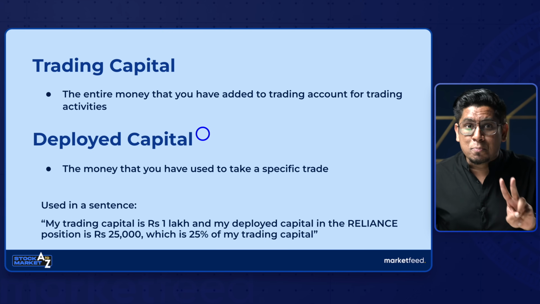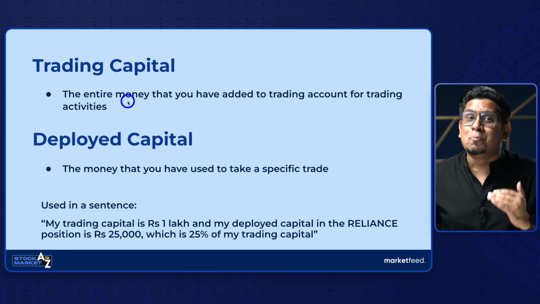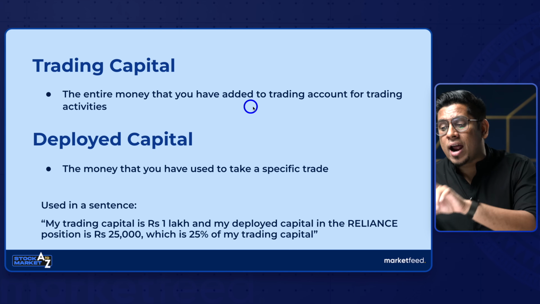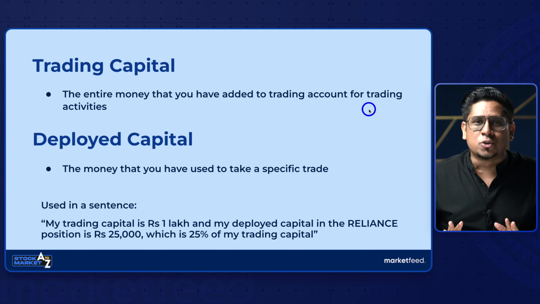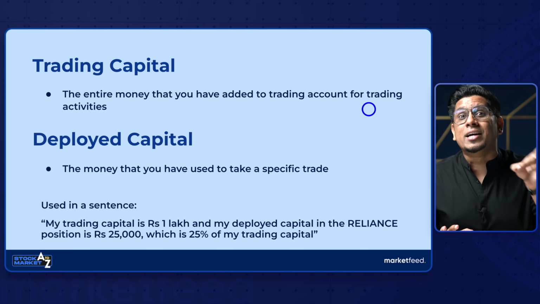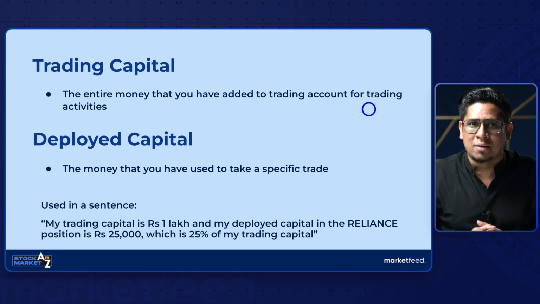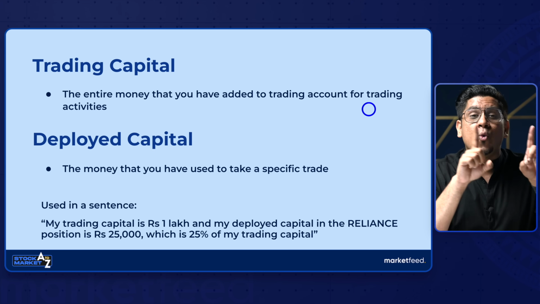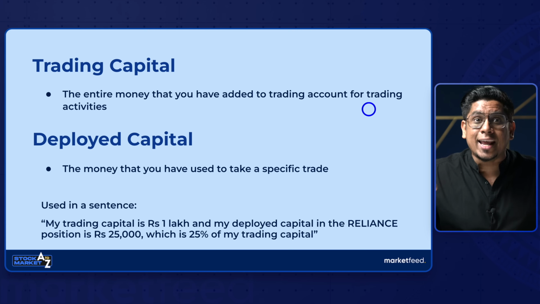Moving ahead, two important terms you as a trader should know are trading capital and deployed capital. Trading capital is the entire money that you have added to your trading account for trading activities. Say you have come to learn about the stock market. You learned that you should have a demat and trading account to start trading. Say you opened an account with Zerodha as well. Now, after opening an account with Zerodha, say you funded it with 1 lakh rupees for trading purpose. Very important, right? For trading purpose only.